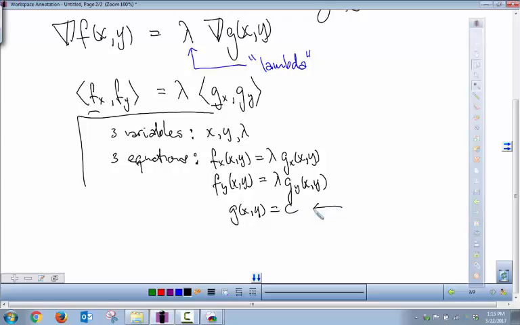The third equation will be your constraint. It doesn't have a lambda in it, but it still has an x and a y that we're going to need to eventually solve for. Now the concept of Lagrange multipliers is basically this, which makes it simple in theory. But the actual practice of solving for these things is not conventional.